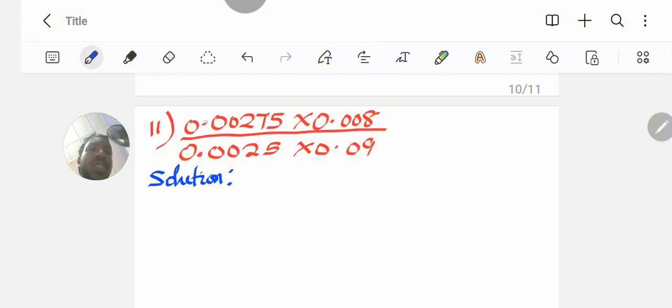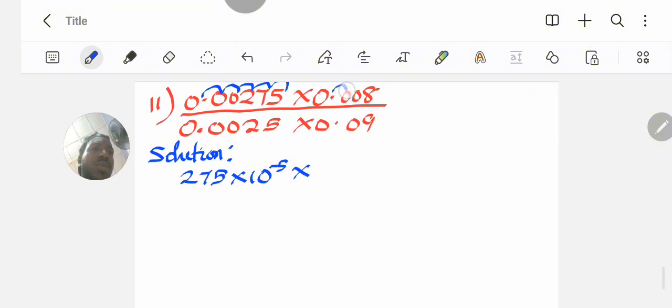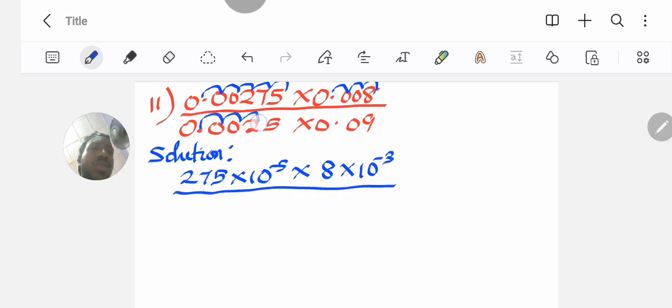Alright, so again, remove the decimal. 1, 2, 3, 4, 5. That's 275 times 10 raised to the power of minus 5 times, we move 1, 2, 3. That's 8 times 10 raised to the power of minus 3. All over, we move 1, 2, 3, 4. That's 25 times 10 raised to the power of minus 4 times, we move 1, 2. That's 9 times 10 raised to the power of minus 2.